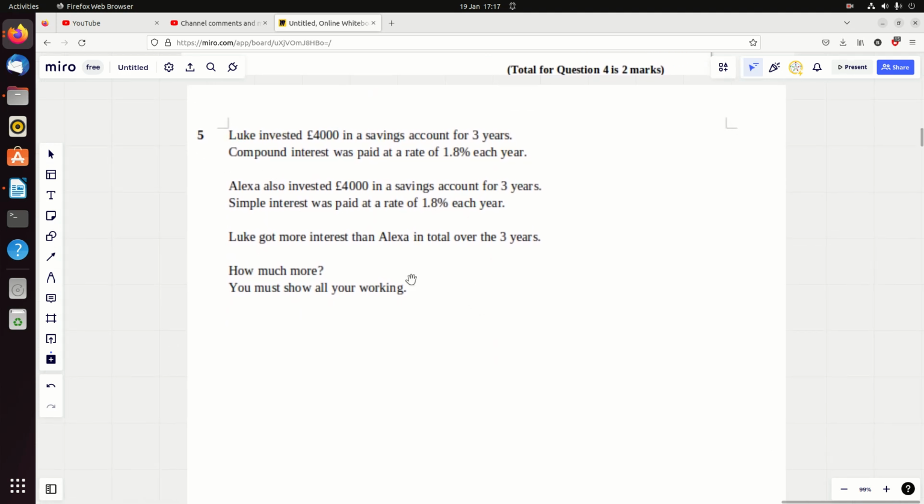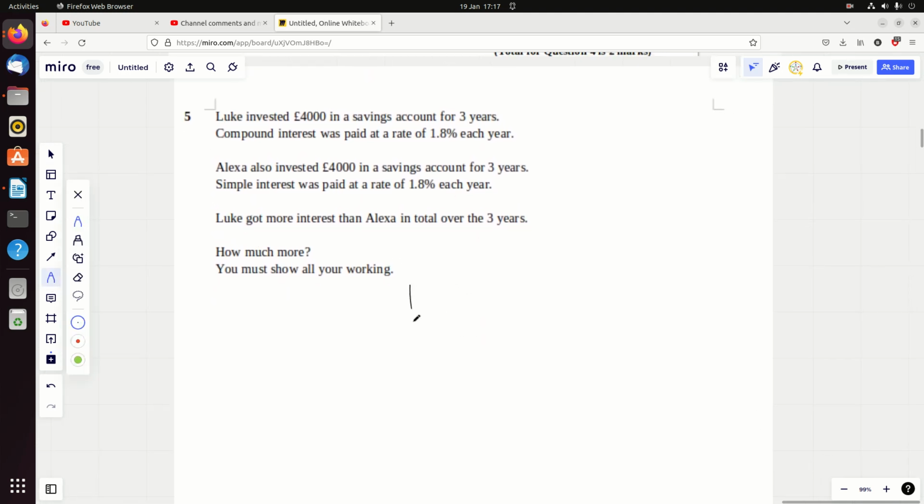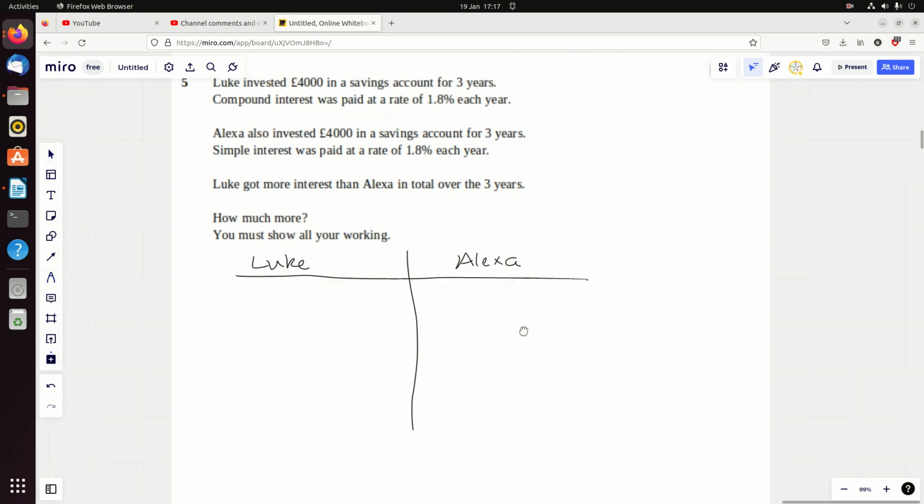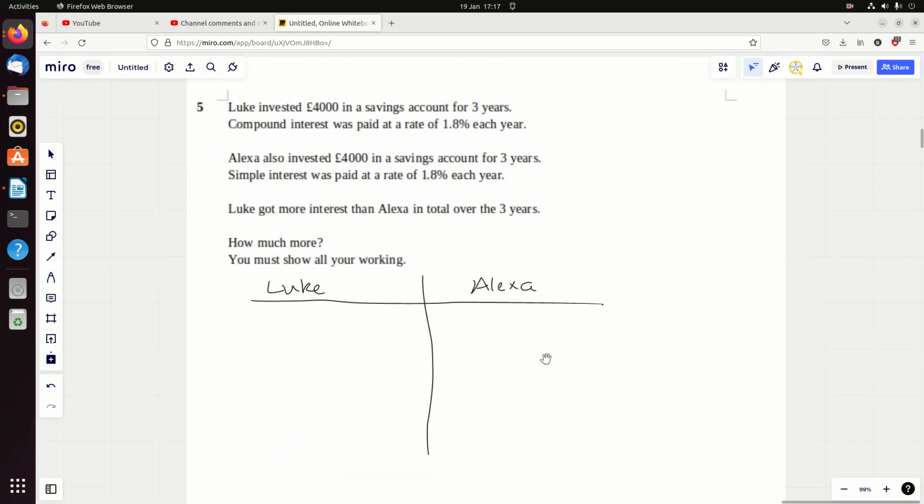Okay, with these ones, it's worth dividing your page in half, so we can talk about Luke and Alexa. You're helping the examiner out here. Now you might think, why would I want to help the examiner? Because you want to win favour with the examiner. You want them on your side. They're far more likely to give you however many marks this question was worth, I can't remember, but they're far more likely to give you it if you're actually on their side.